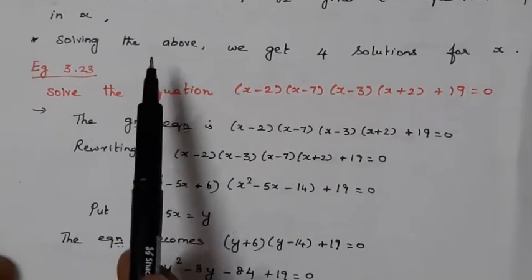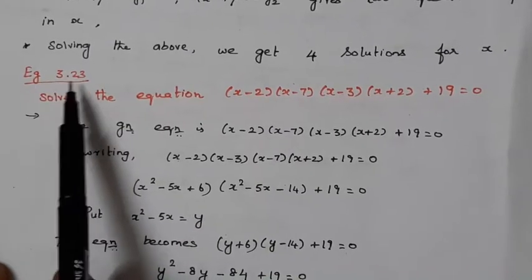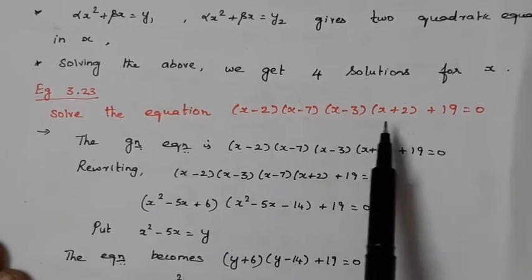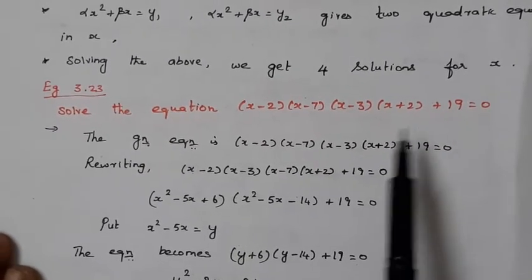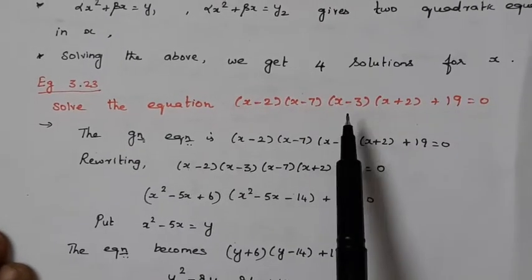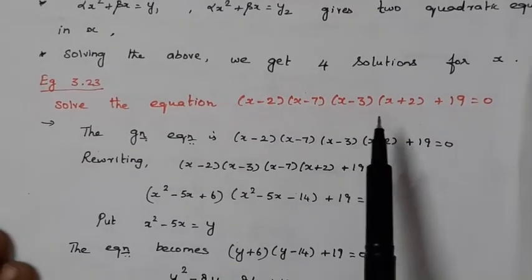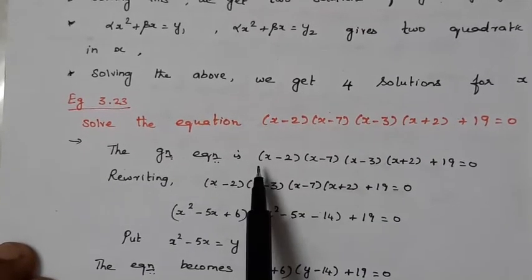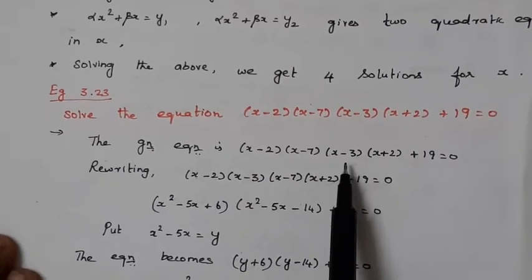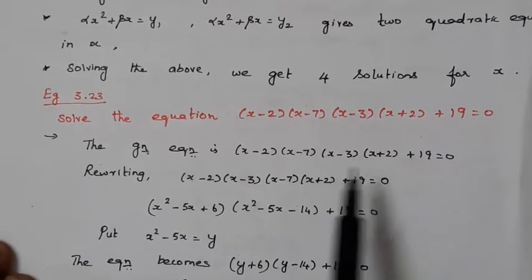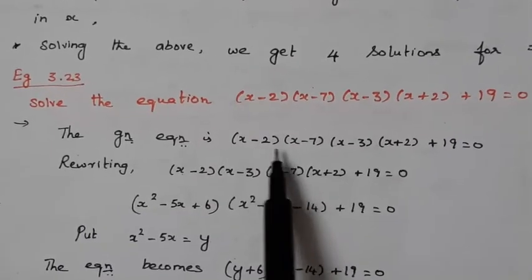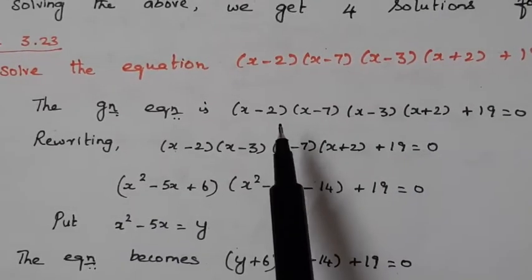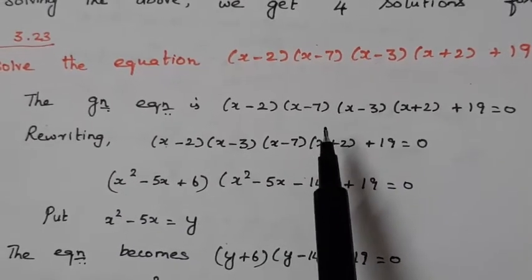Now let me explain the above by using example 3.23. Solve the equation (x minus 2)(x minus 7)(x minus 3)(x plus 2) plus 19 equal to 0. See, for such a partly factored polynomial, clearly any two of the roots may be either imaginary or irrational. Okay. So now the given equation is (x minus 2)(x minus 7)(x minus 3)(x plus 2) plus 19 equal to 0. Now you have to multiply any two factors to get the quadratic in such a way that the coefficient of x squared and coefficient of x should be the same.